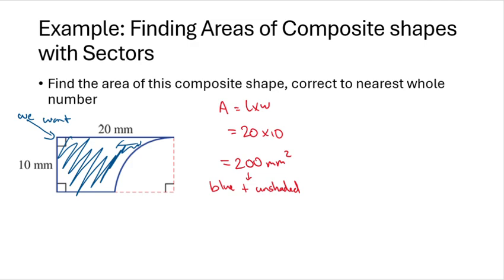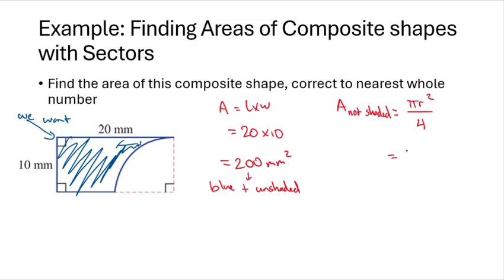Now you want to find the area that's unshaded. The area that's not shaded is in fact a sector, okay? Now, you don't even need to use the formula of a sector for this. We can tell that this is actually a quarter circle. So we already know the formula for a quarter circle. It's just pi r squared over 4.